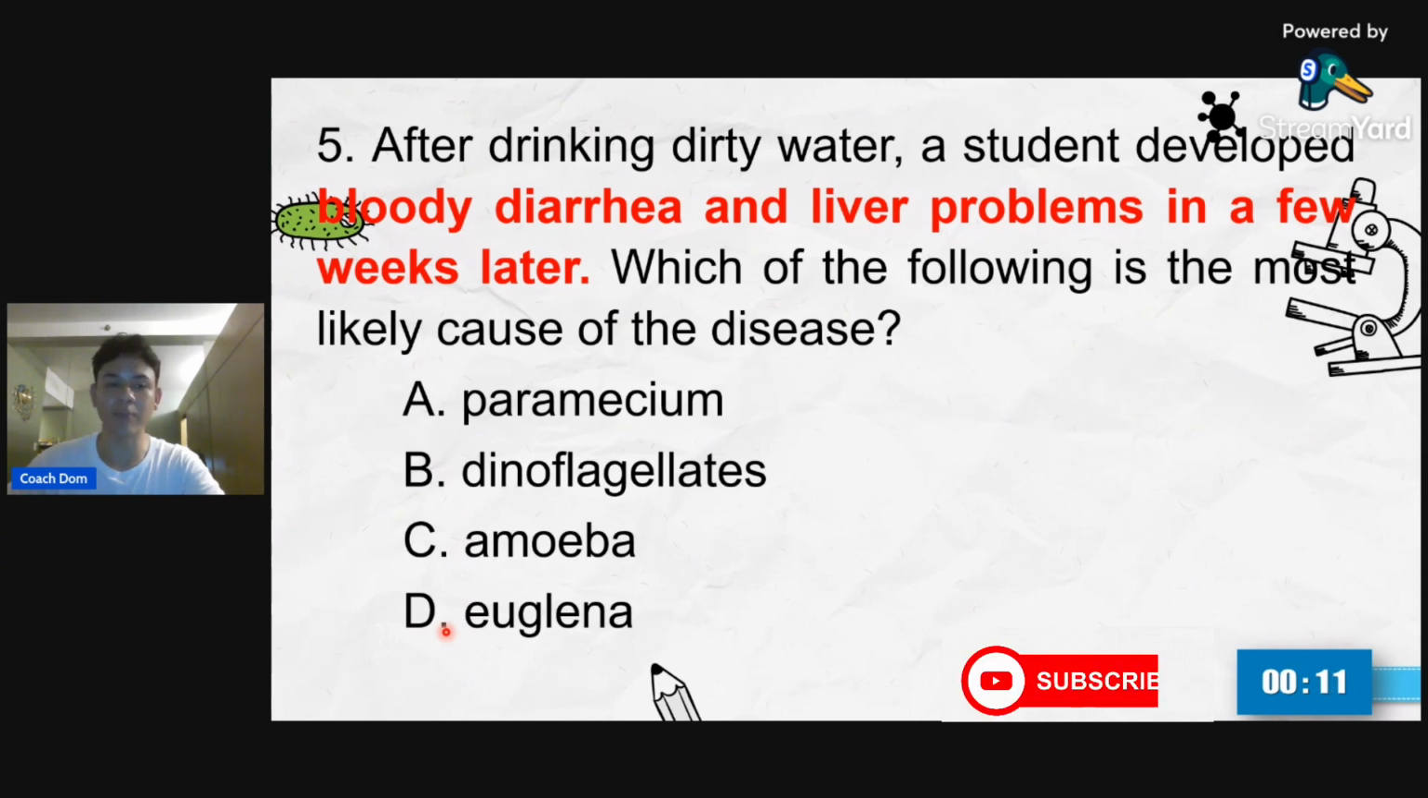Please comment po sa question natin or yung answer po natin sa question number 5. Is it letter A, B, C, or letter D?